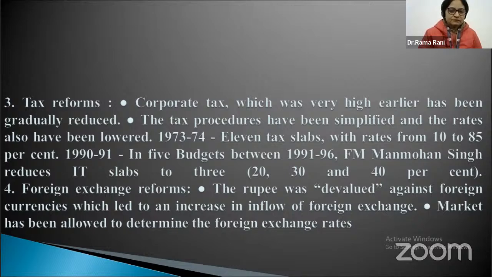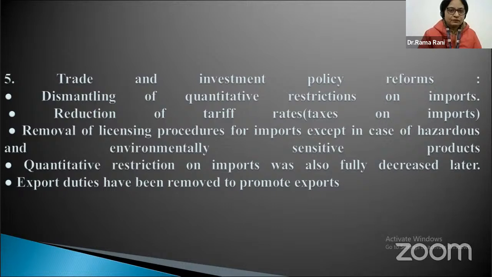Next is foreign exchange reforms. The rupee was devalued against foreign currencies, which led to an increase in the flow of foreign exchange. The market has been allowed to determine the foreign exchange rates. Next, trade and investment policy reforms. Dismantling of quantitative restrictions on imports, reduction of tariffs and taxes on imports, and removal of licensing procedures for imports, except in the case of hazardous and environmentally sensitive products. Quantitative restrictions on imports were also fully removed later, and export duties have been removed to promote exports.